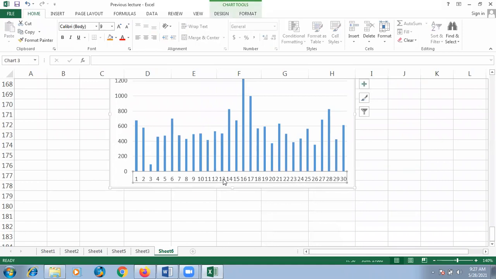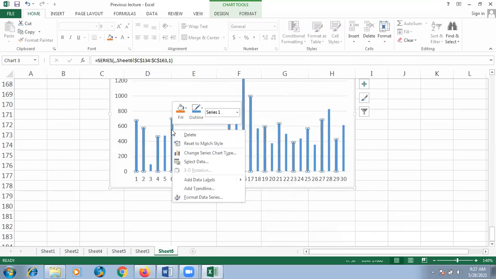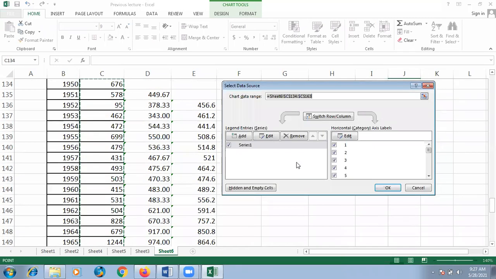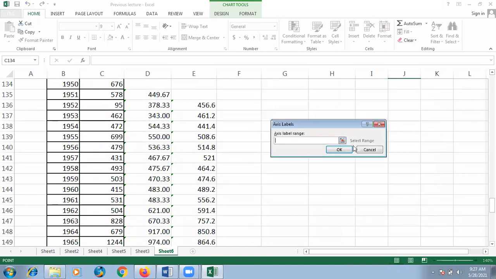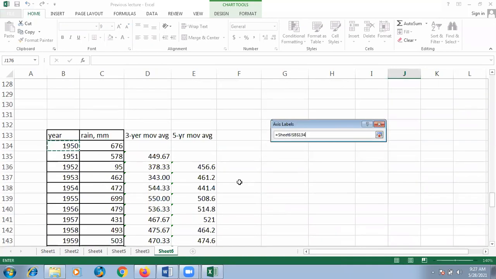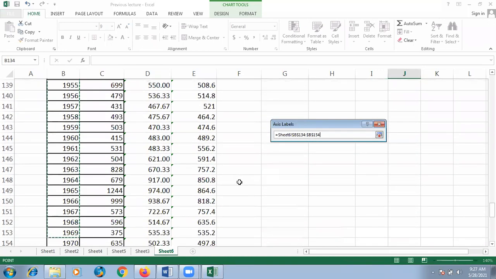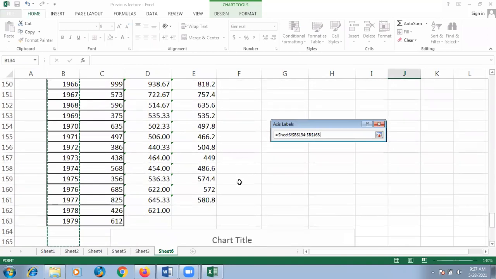The axis here is the time axis. This needs to be changed. So for which what I would do is, I will select data. I will go to edit for x-axis, and these values are for the years. I will take that.